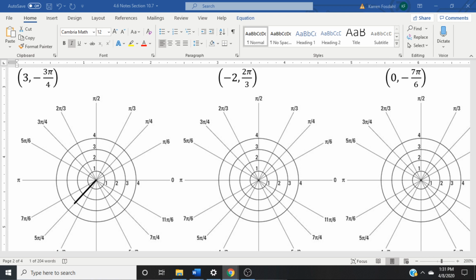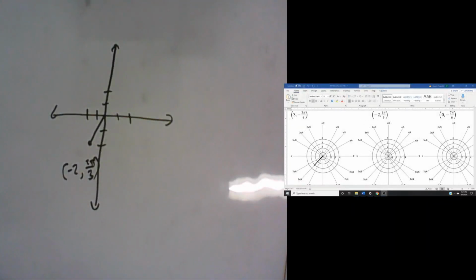Okay, what did you guys get for the second one? Now, some of you might be sitting there being like, I didn't do anything. Well, here we go. So the polar coordinate is negative 2, comma, 2 pi over 3. Now, negative 2, comma, 2 pi over 3 is going to give us that beautiful spot right here. Oh, sorry. Need to double check my work right here.